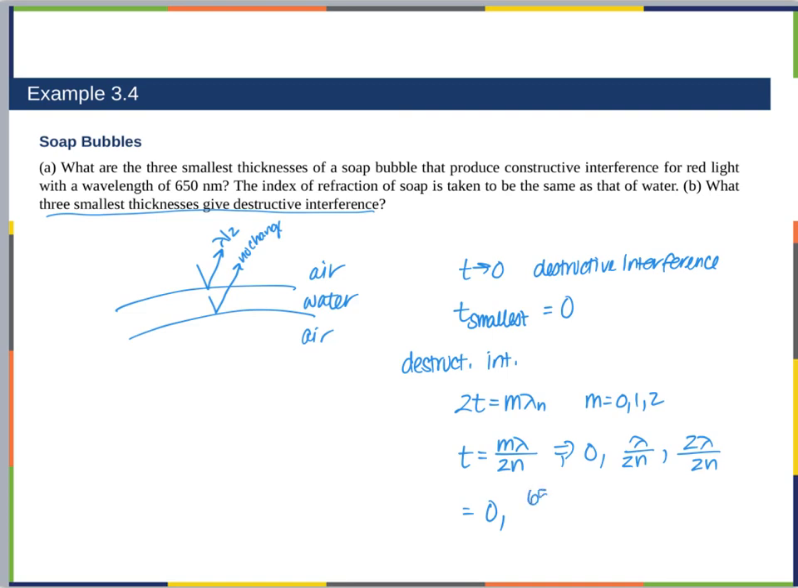And so we would get thickness equal to 0. This would be 650 over 2 times 1.33. And then actually 650 over 1.33. And those three thicknesses end up to be 0, 244, and 488. Right?